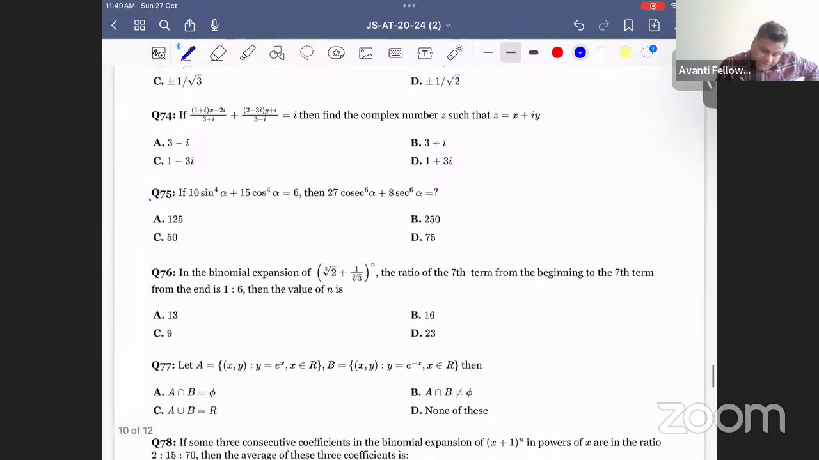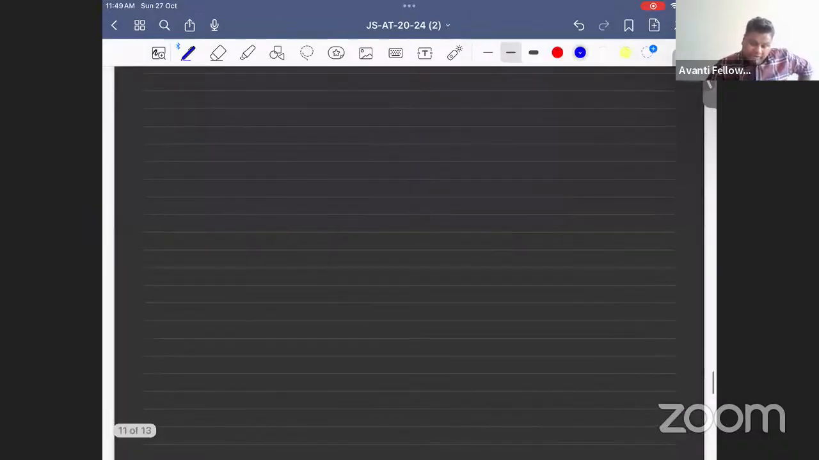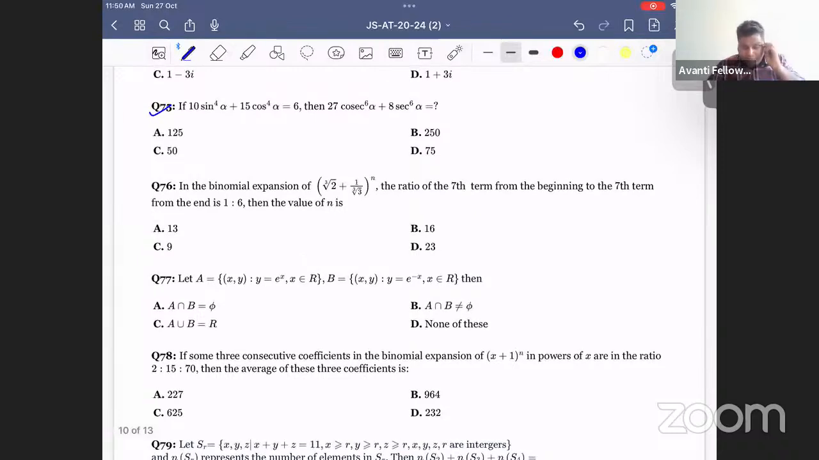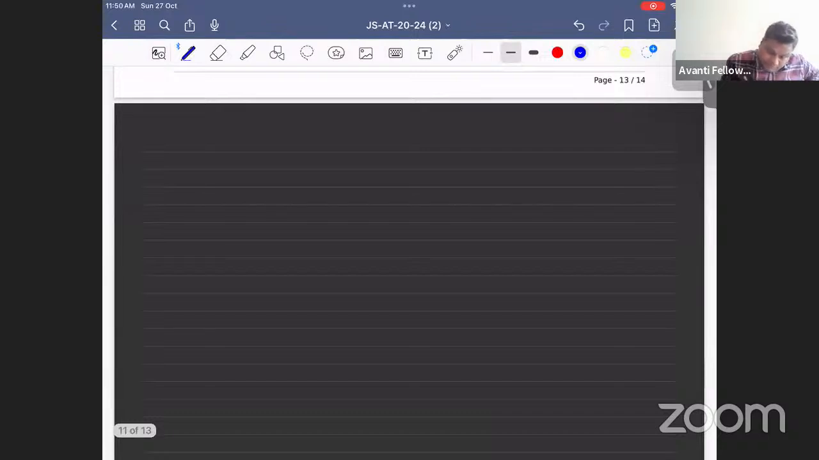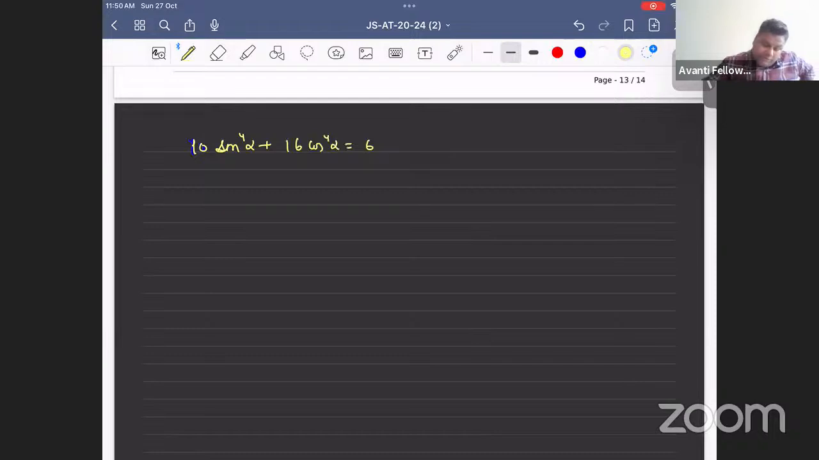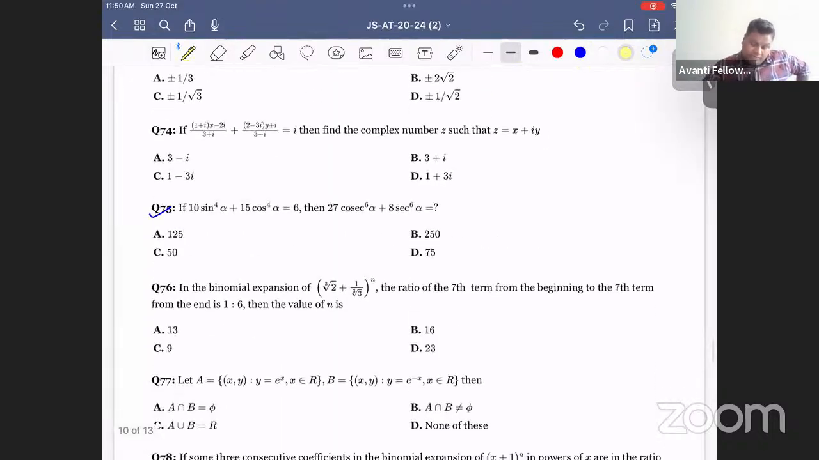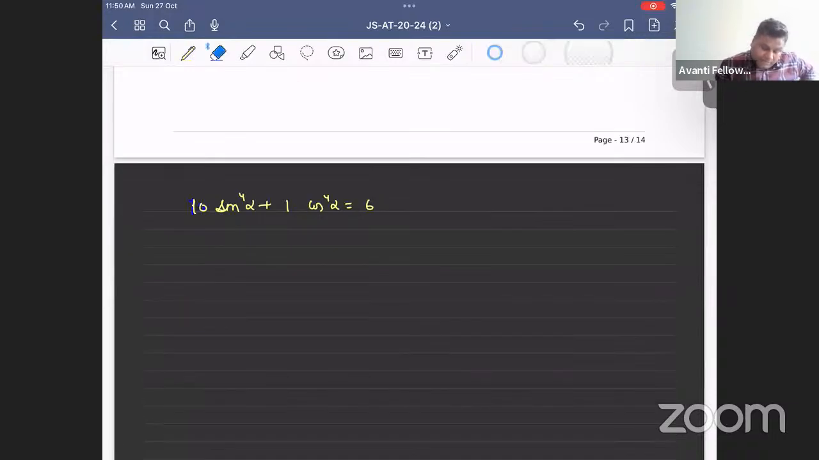Now we'll talk about question 75. They are saying 10 sin⁴α + 15 cos⁴α = 6. So 10 sin⁴α + 15 cos⁴α is equal to 6.